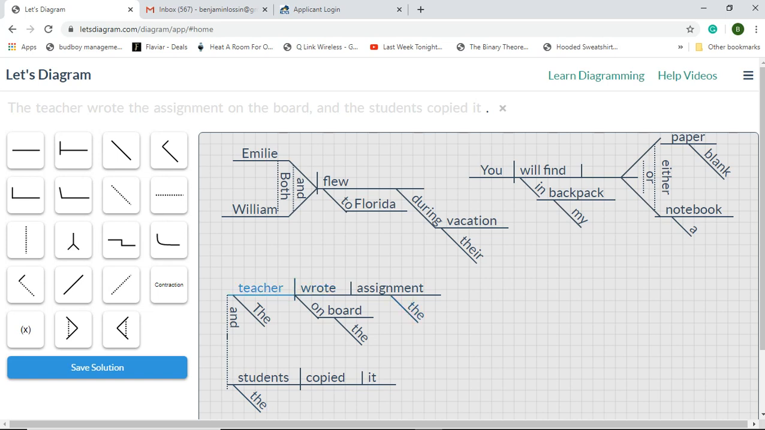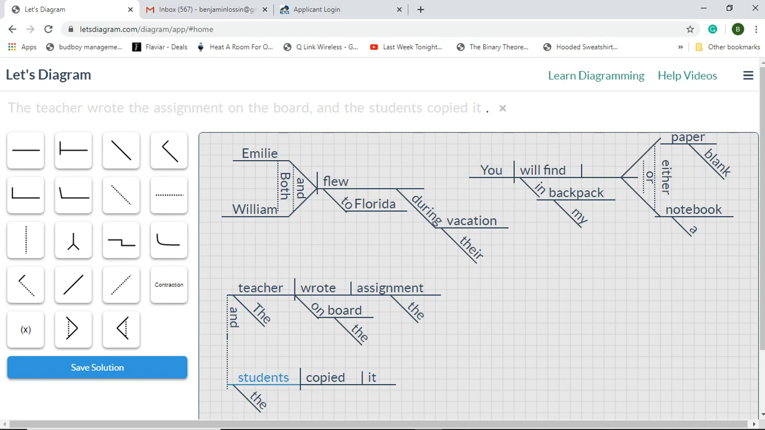Teacher and students are the subjects of these two sentences. So teacher is the subject of the first part of the compound sentences. Wrote is a verb. Assignment is a direct object. On the board is a prepositional phrase acting as an adverb, modifying wrote. The is an adjective modifying assignment. The is an adjective modifying teacher. They are connected by the coordinating conjunction and. Okay. Compound sentences are connected by the coordinating conjunction and.